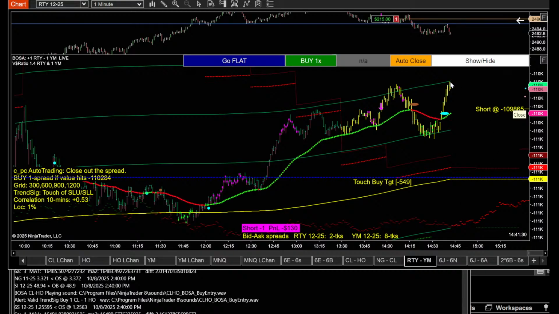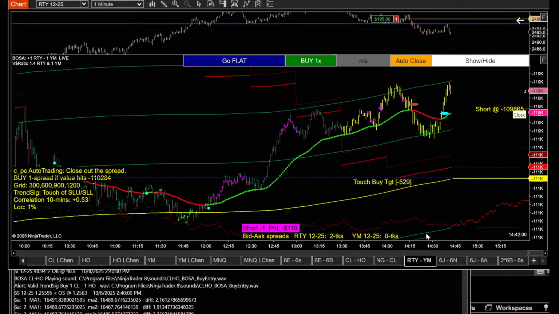I like that we're hitting our, this is our $600 band. So since we're short this spread, we need the Russell to go down because we're short the Russell. And that's the first contract in the spread, the RTY. We need the YM to either stay the same or go up in value. That'll drive the spread price down.